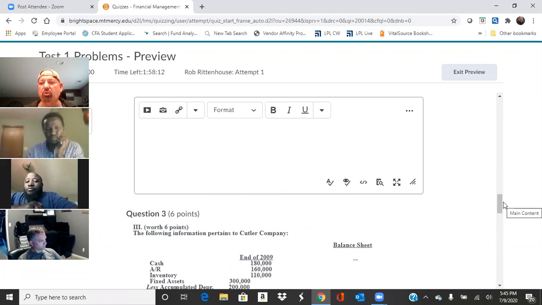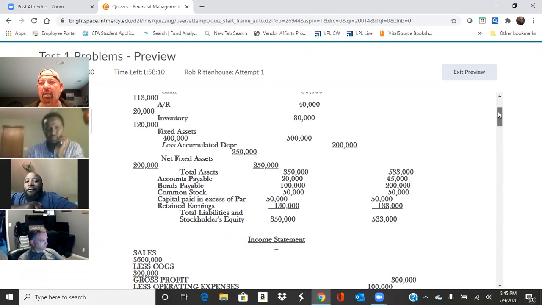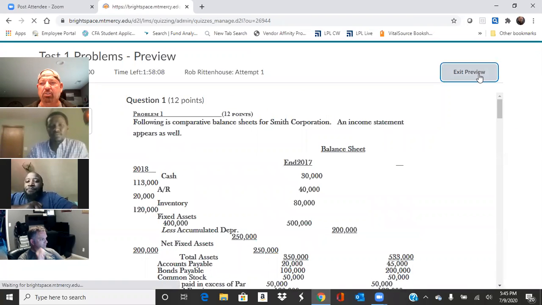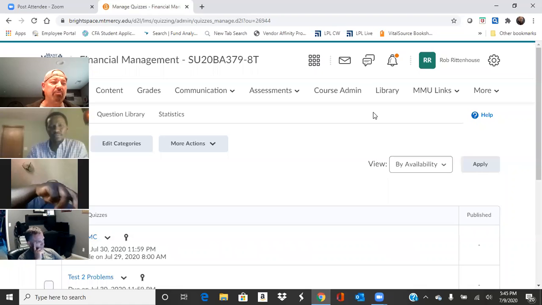Why don't, let's do this. Why don't I go back in, edit the problems? I'm going to exit this preview. I'm going to have to go back in and just redo a couple of those problems. So let's just plan to have those available tomorrow instead of tonight. I'll get them edited tonight, and then it'll be available in the morning.